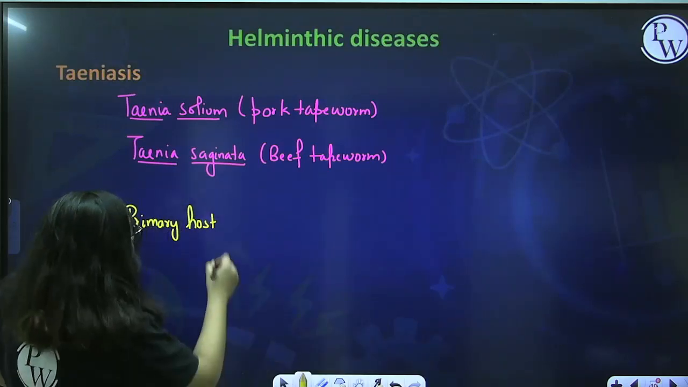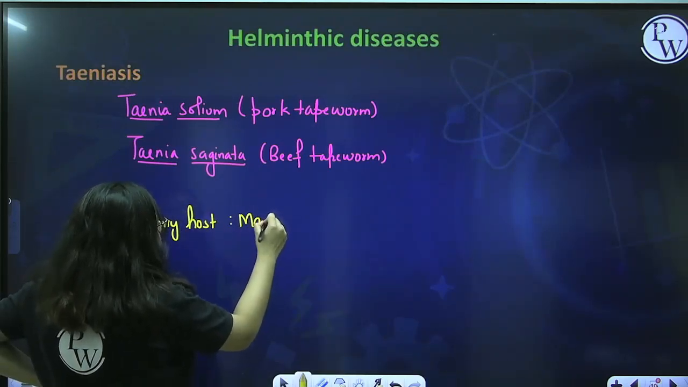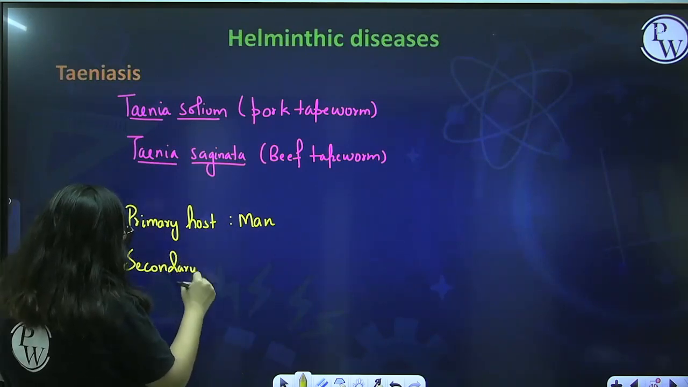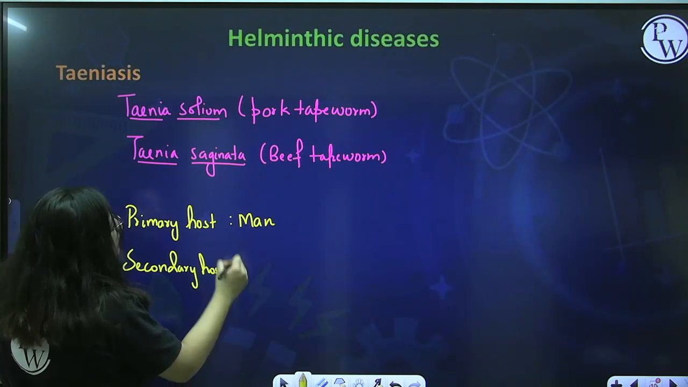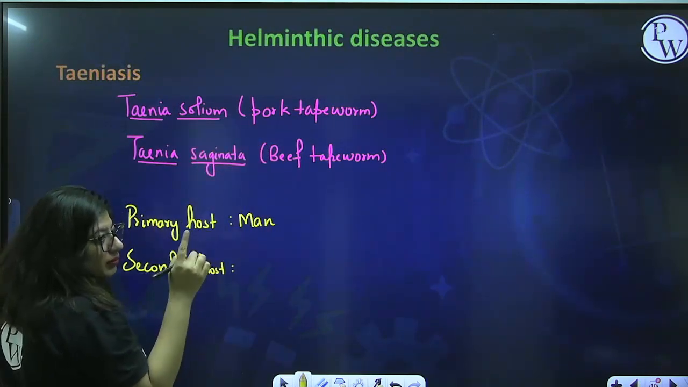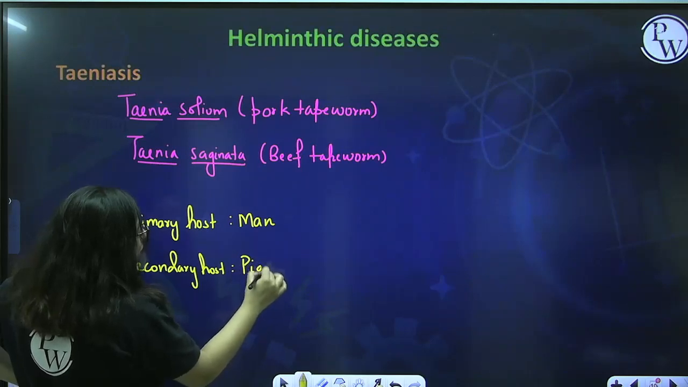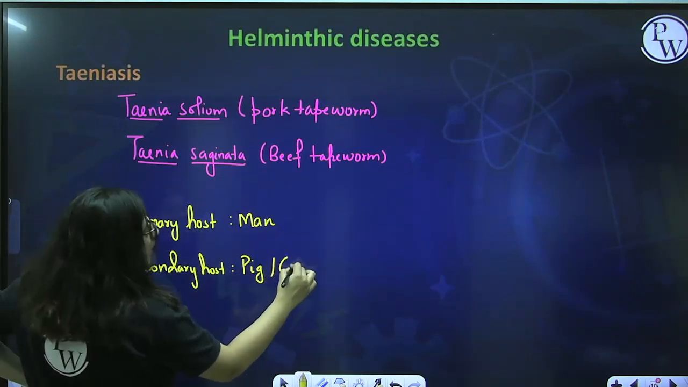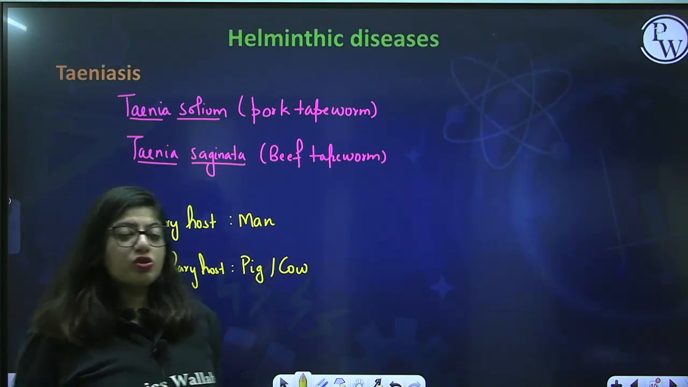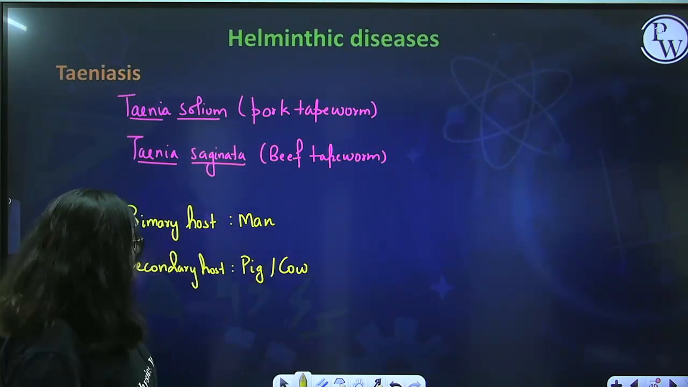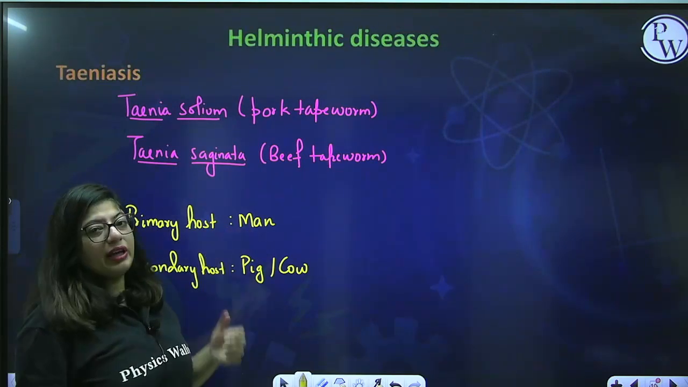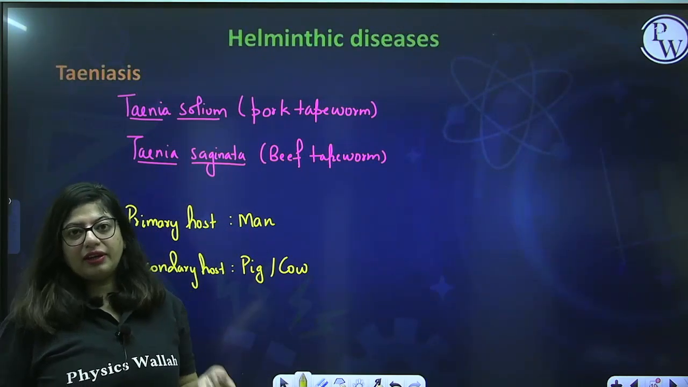For example, the primary host will be man in both the cases. The secondary host in case of Taenia solium, the pork tapeworm, that means it will be pig, and in case of beef it will be cow or buffalo. Fine. So it needs two hosts to complete its life cycle. If, for example, in the entire world there is no pig or cow, probably it will not be able to complete its life cycle in man only.